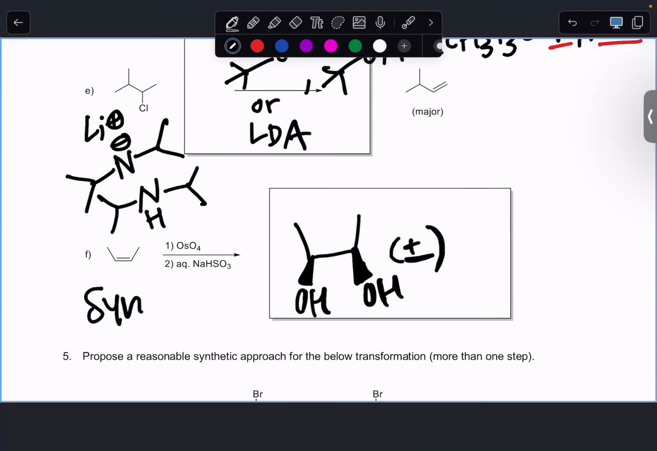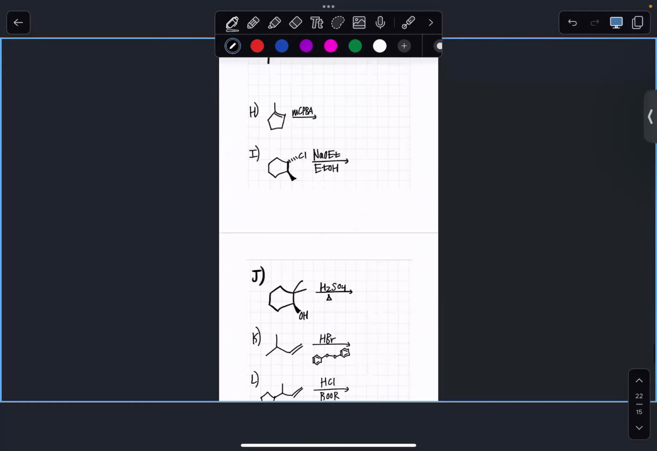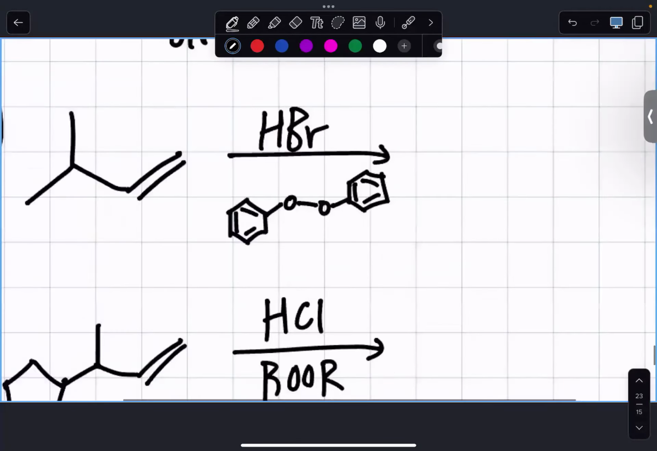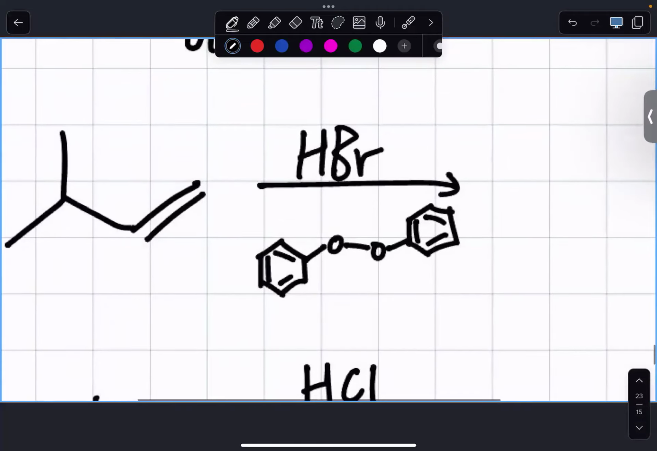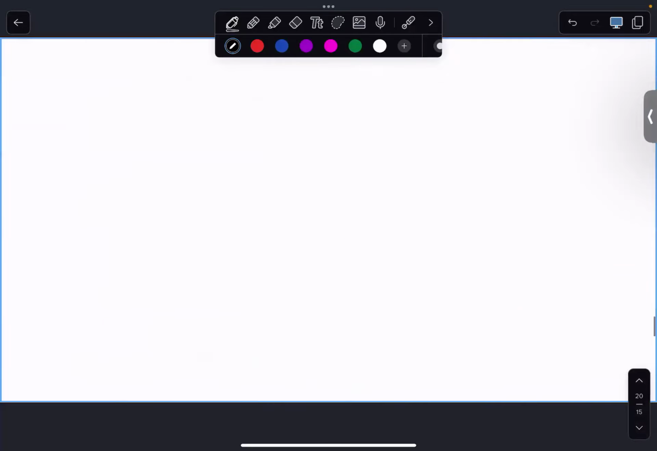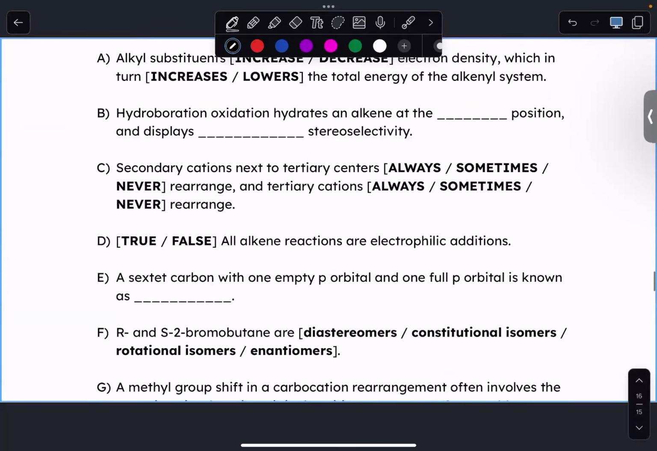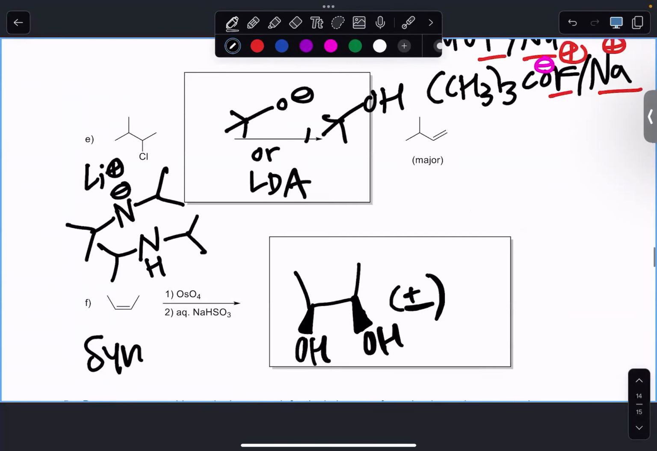I was looking through your notes and what was the name of the one where it does anti? It has like a phenol thing. It was like PhCO3H, something else. The whole point of it is that it's still the dihydroxylation. It's just that in context with a different solvent. Yeah, it's not in here.